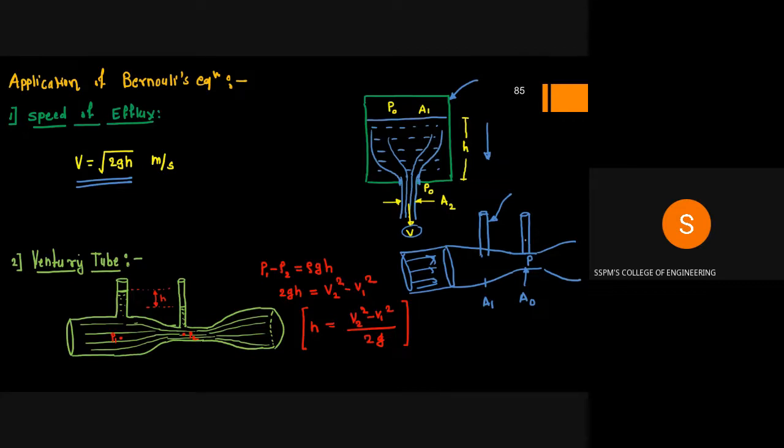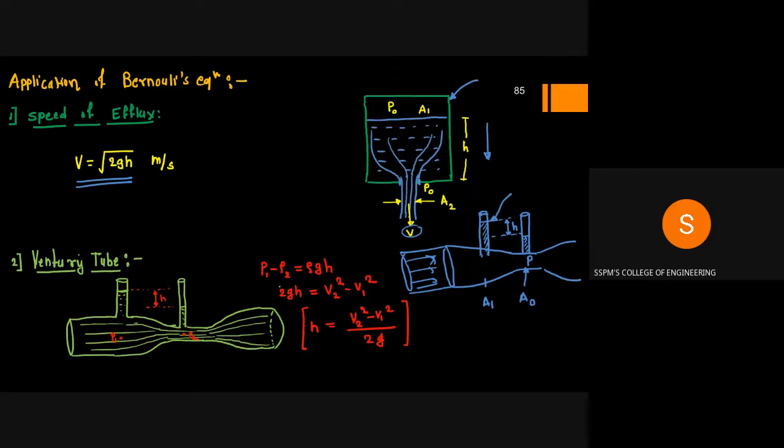Here, this is the liquid height in the piezometer at section 1. At section 2, the liquid height is less than at section 1, so you will get the level difference, which is h. By measuring this h, we can determine the velocities. Suppose we know the velocity at 1, we can determine the velocity at 2.